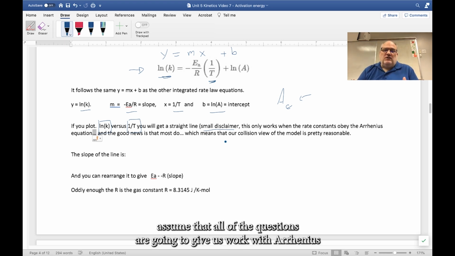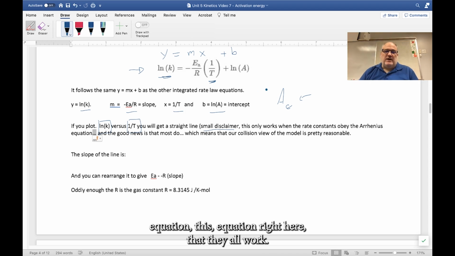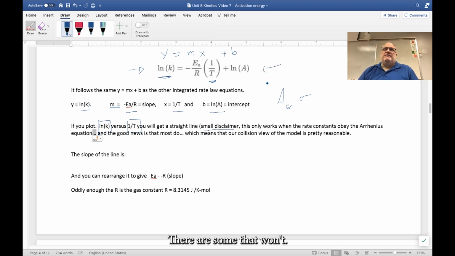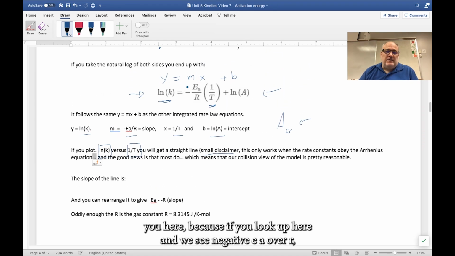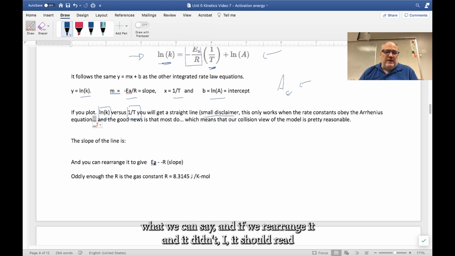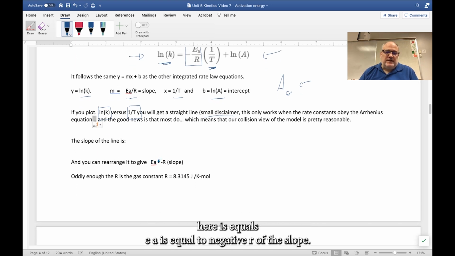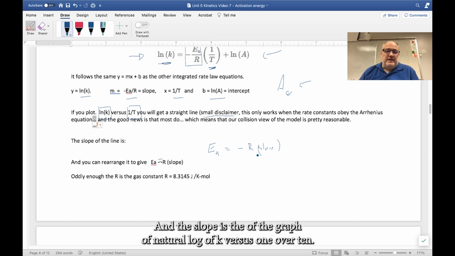We're going to assume that all of the questions they give us work with Arrhenius's equation, this equation right here. There are some that won't. But I want to point this out, because if you look up here at negative Ea over R, and rearrange it, Ea is equal to negative R times the slope. The slope is of the graph of natural log of k versus 1 over T.